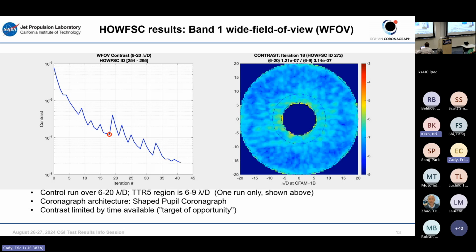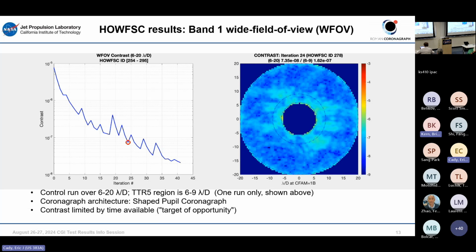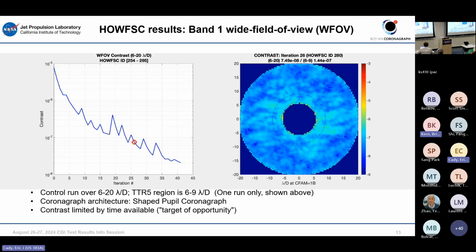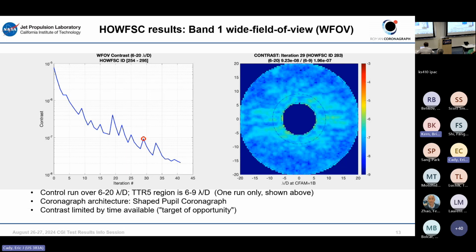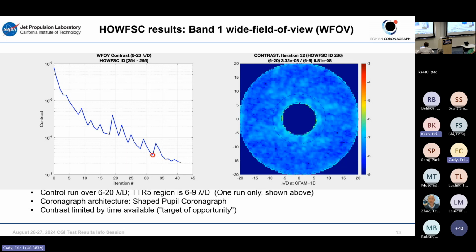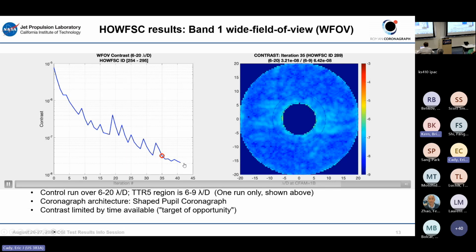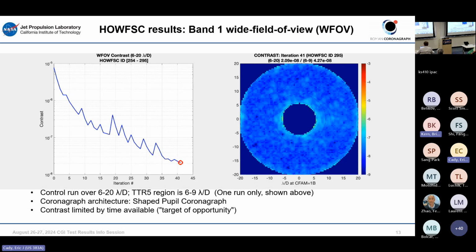This one was a bit of a target of opportunity. We had some extra time available, and we took advantage of it. I think we were relatively limited by that logistical structure. You can see that when we get down to the end here, it's still going down. If more time was available, I don't see any particular reason why this represents a fundamental flaw in performance. And as I said, this one was based around a shaped pupil coronagraph architecture. So these are the two coronagraph architectures that are being supported.